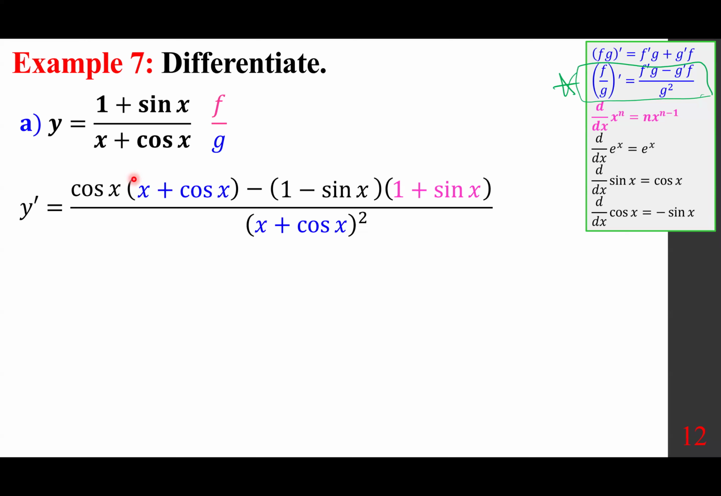So when we distribute here, we get x cosine x. We put the x in front, plus cosine squared. What about this too?